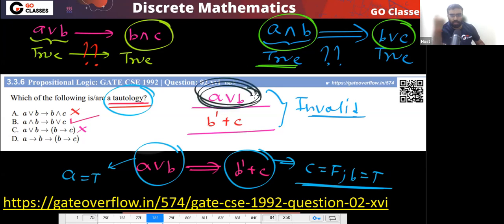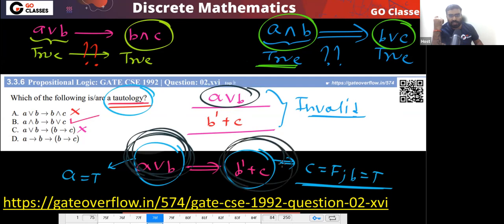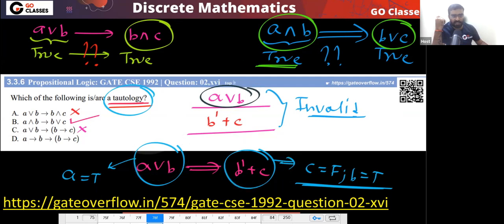You can make this true, still you can make this false. You can make this true, still you can make this false. So definitely this implication is not valid. This implication is not a tautology.